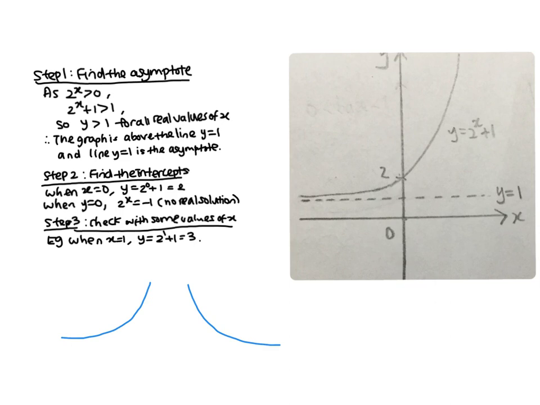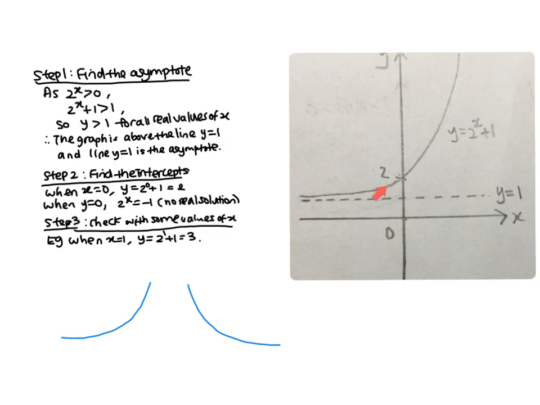The shape of the exponential function will be either this, or a reflection of these two about the y-axis or the x-axis. If you need to, you can check with some values of x. So for x greater than 0, y will be greater than 2. For x less than 0, y will be less than 2.